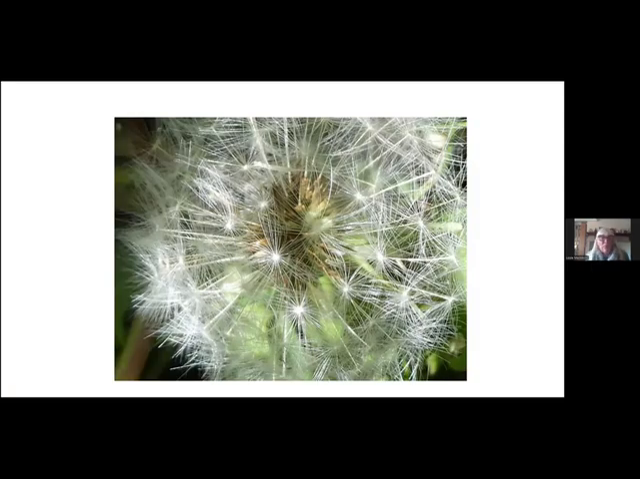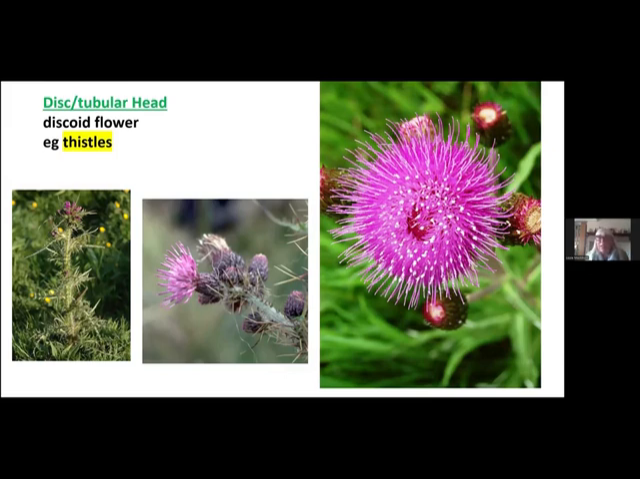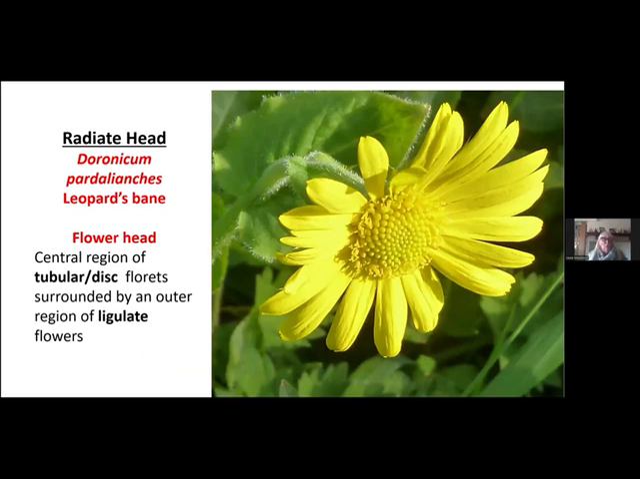Discoid flowers. So here the tubular ones, like the thistles there, all entirely tubular. So that's called a tubular head or discoid head. Now the radiate heads, like this is leopard's bane. This one, you've got the central region of disc florets. And I did this one because you can see the fertile ones on the edges, you see the stigmas and things there, and the longer ligulate florets on the outside.